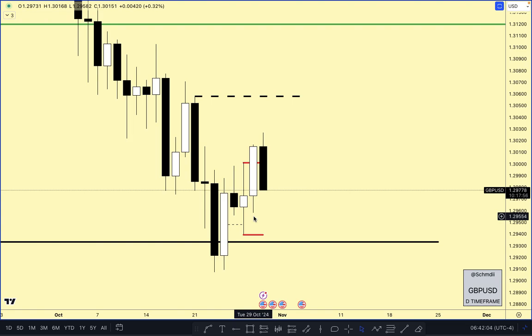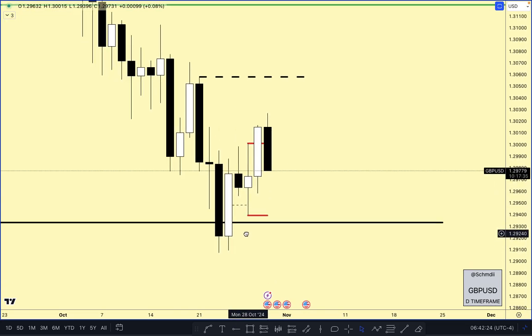For the machine to go up, it needs to go down first. For the machine to go down, it needs to go up first. And that wick there, that's what I'm talking about. Open price, manipulation up, distribution down. Open price, manipulation down, distribution to the upside. That's particularly what we're looking for.